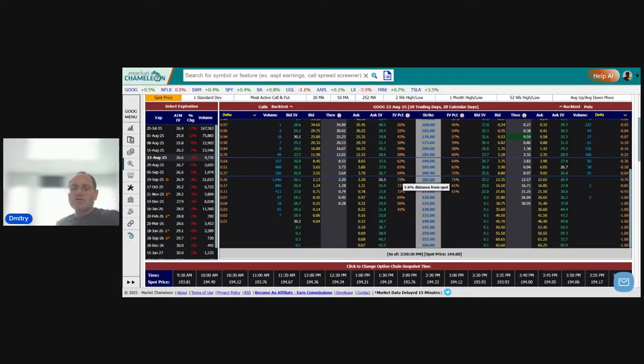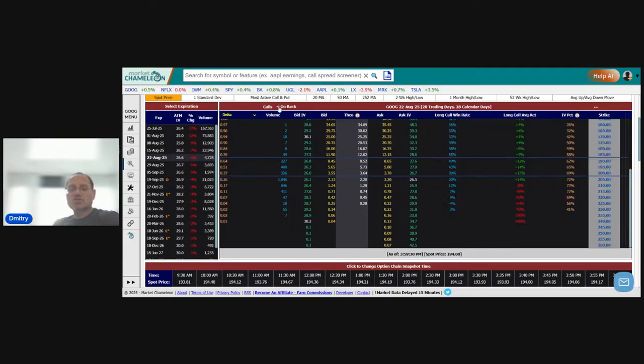So to do that, we have this calls backtest. If we click on it, it expands the screen. Now we have this bigger screen, and over here it gives us some summary stats, which we can click on to look further.